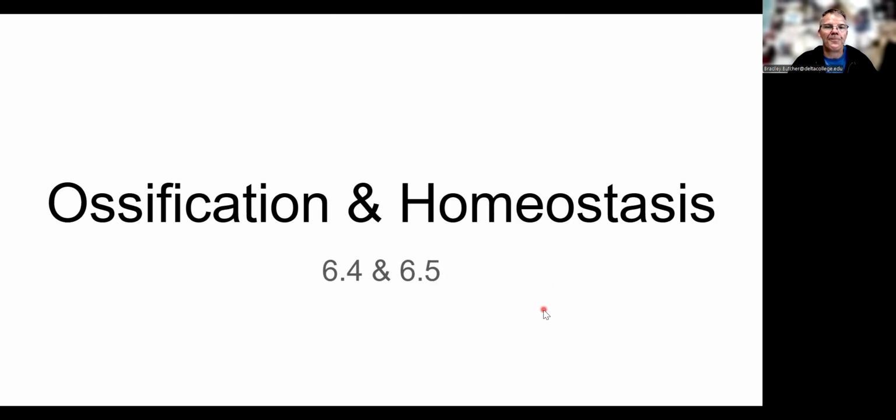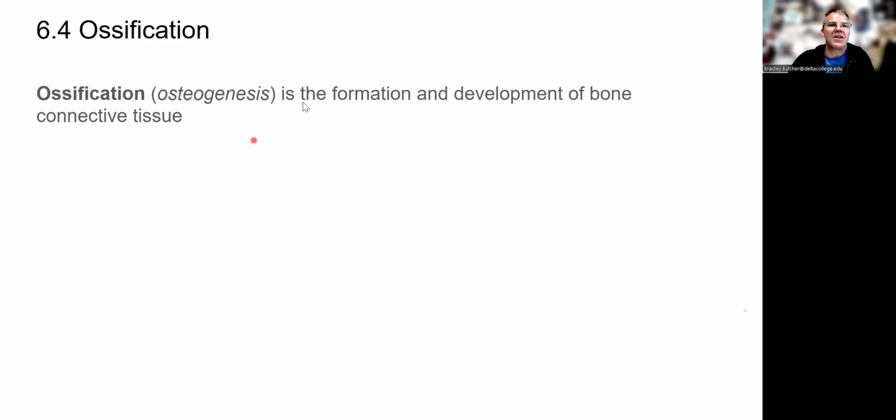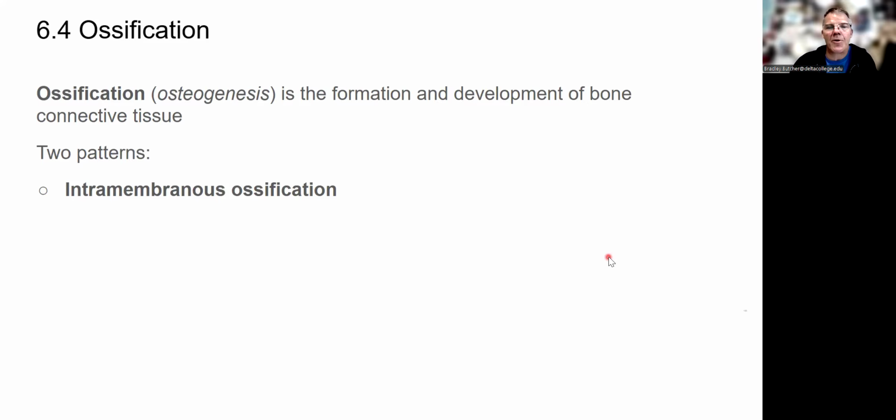So a little preview. Let's talk about ossification. Ossification is the formation and development of bone and connective tissue. We have two patterns of ossification. We have intramembranous ossification. So that word intra means within. The word inter means between. The word inner with two N's means inside of. So intramembranous ossification literally means within the membrane.